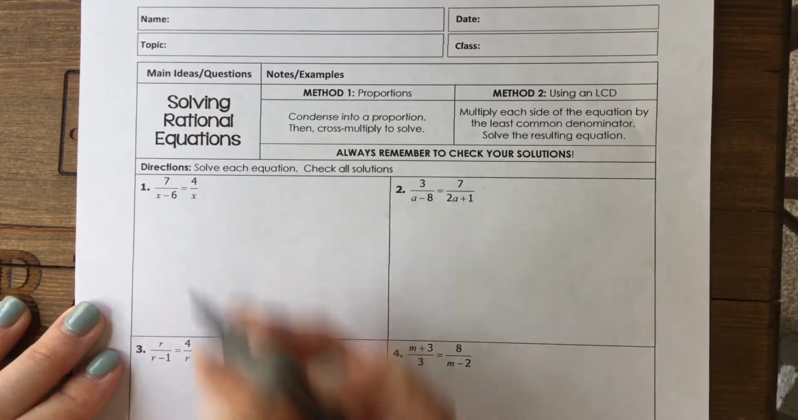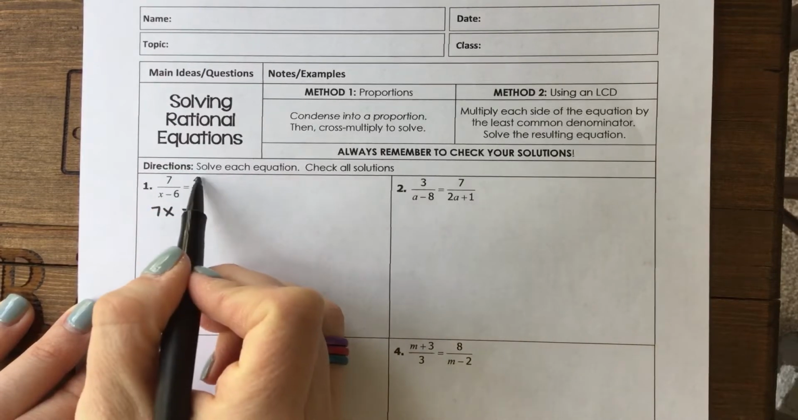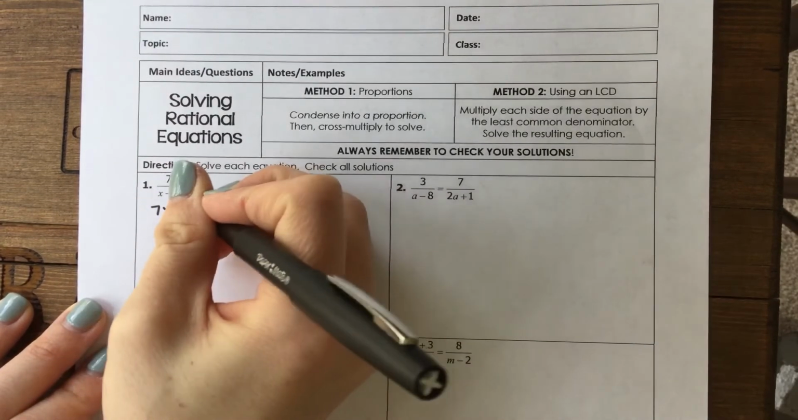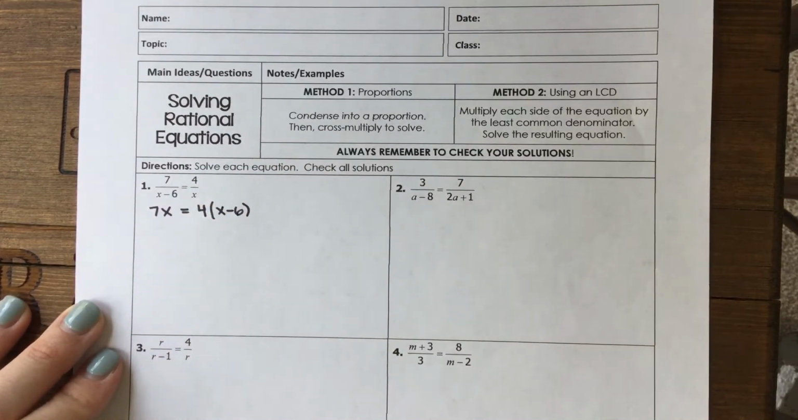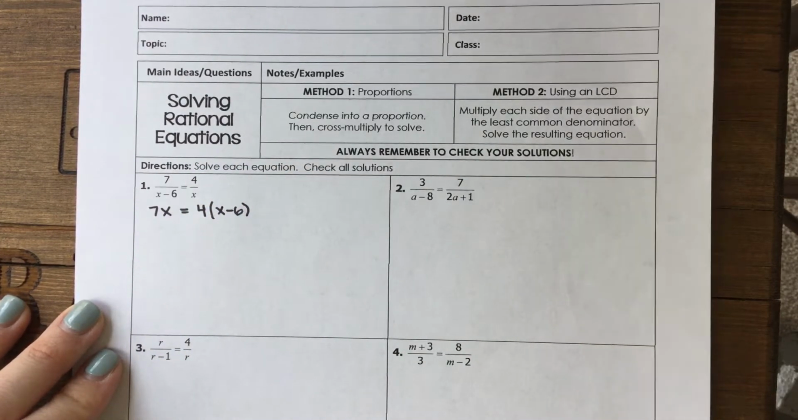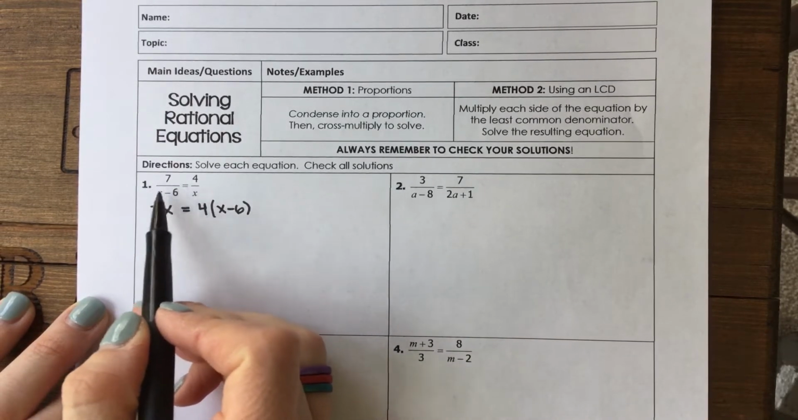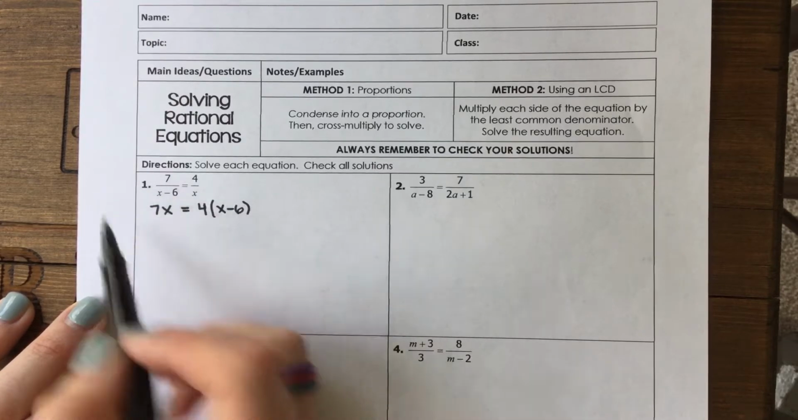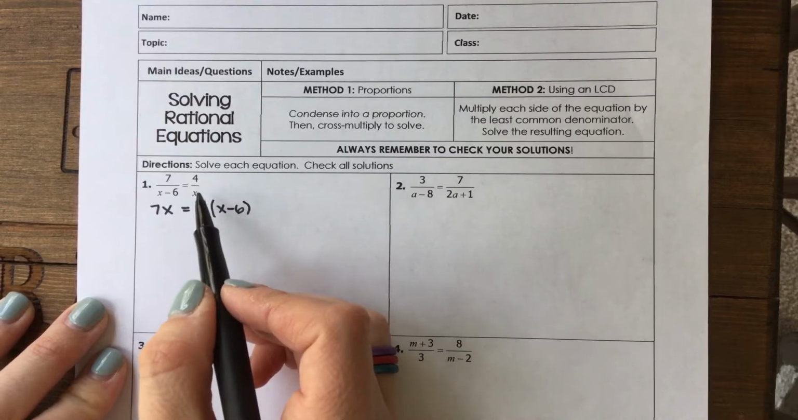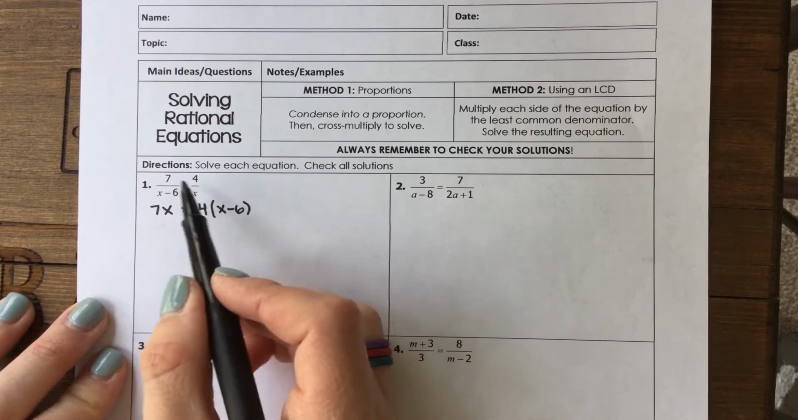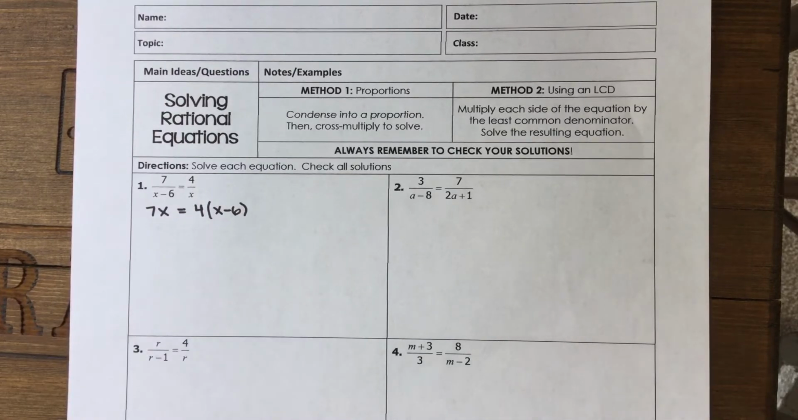So this numerator times this denominator, 7 times x, set equal to this numerator times this denominator, 4 times (x minus 6). If it's a whole expression, you want to be super careful about putting it in parentheses. What you're actually doing when you're cross multiplying is first multiplying each side by this denominator, so it cancels from the left and multiplies over to the right. Then you're multiplying both sides by this denominator, which makes it cancel from the right and multiply over onto the left. That's what you're technically doing when we cross multiply.